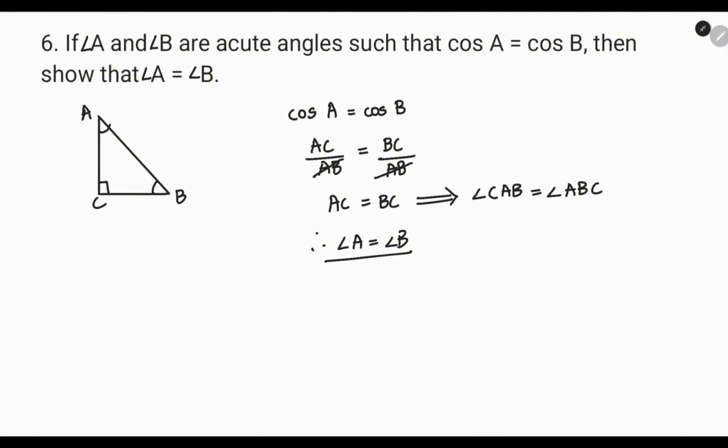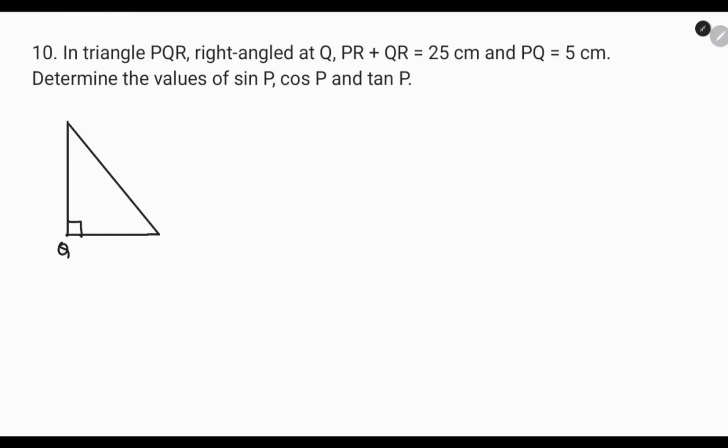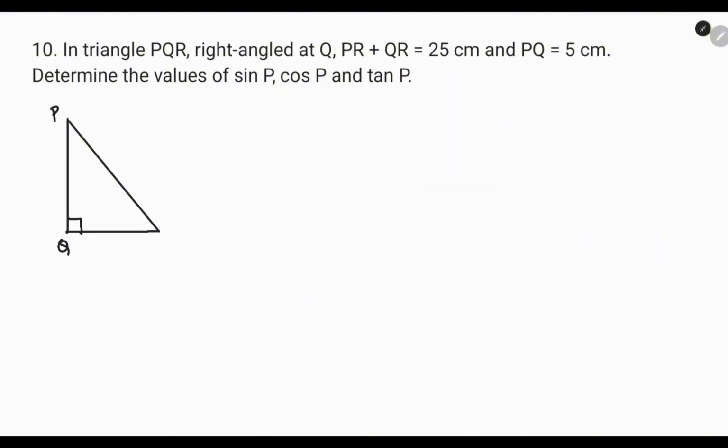Now let's just go directly to the 10th problem. So in triangle PQR, which is right angled at Q, given that PR plus QR is 25 and PQ is 5. So let us first draw the triangle. Angle Q is right angle and PQ is 5 centimeters and PR plus QR is 25. Okay, now we'll use the Pythagoras theorem again.